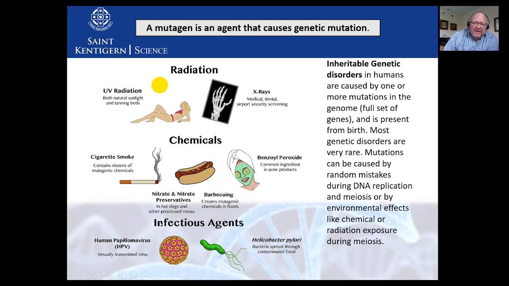Then we also have infectious agents. Here's one called Helicobacter pylori. This is an awesome little bug. He looks like a helix, can you see that? And he actually lives in your stomach. He actually can survive in that acid environment.